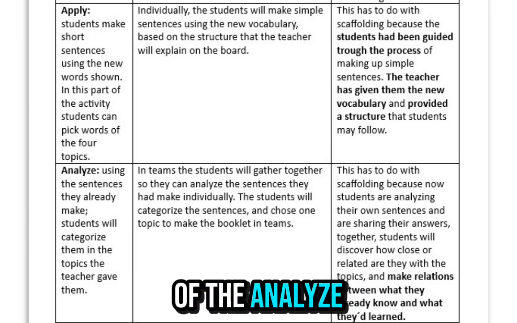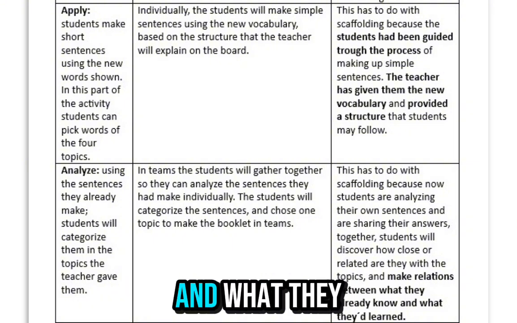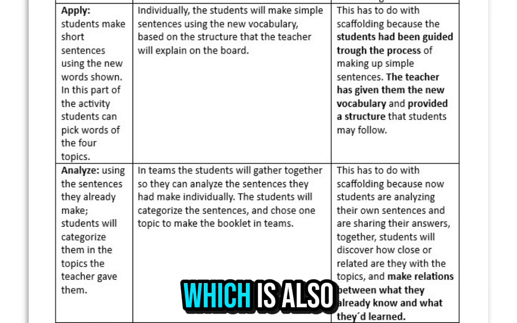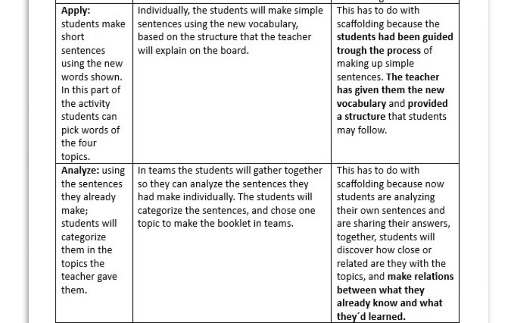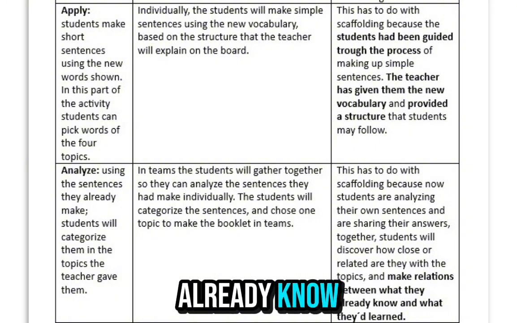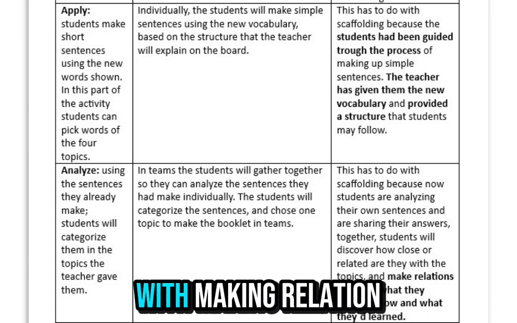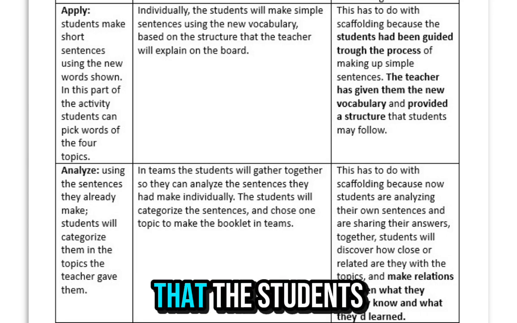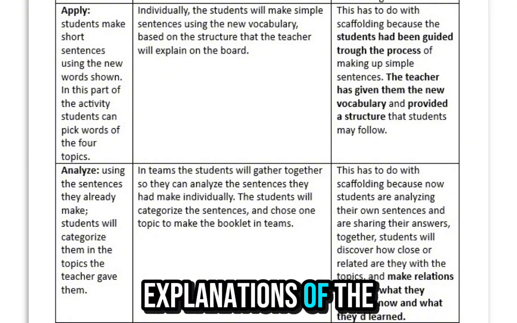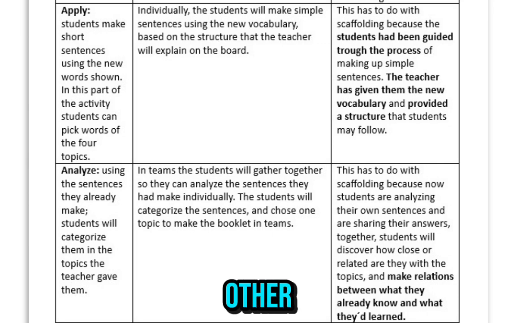Also, the analyze part has to do with making relations between what they already know and what they have now learned, which has to do with meaningful learning, which is also part of scaffolding. Meaningful learning is when students make relations between what they already know and the new information. So meaningful learning will be developed by making relations with the words that the students already know and now connecting that with the explanations of the teacher and the ideas that the students share with each other.